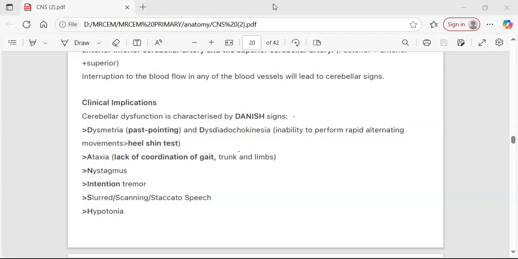Yes, that is Parkinson's. So there will be unintentional tremors. Slurred speech, scanning speech, hypotonia. Okay, that's very important. There will be hypotonia. That is called DANISH: dysdiadochokinesia, ataxia, nystagmus, intention tremor, slurred speech, hypotonia, dysmetria. So these are very important to remember.